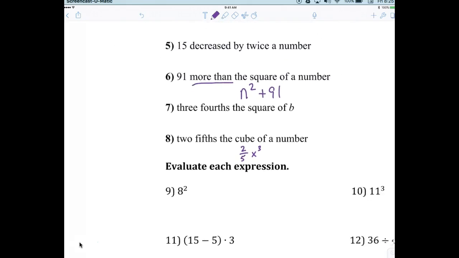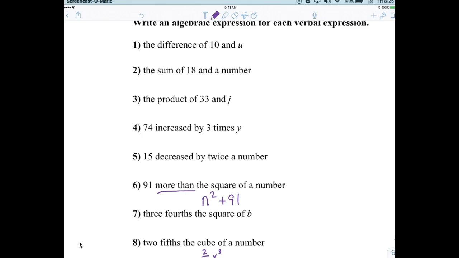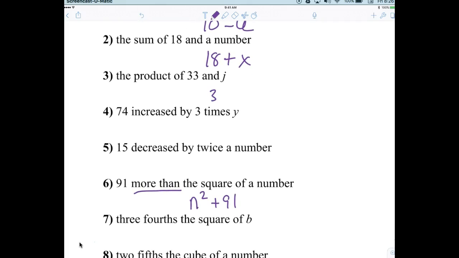Now, did anybody read any of those and go, man, I'm just not really sure? All right. Well, let's just do this real quick because I think we can. The difference of 10 and u. 10 minus u. The sum means to do what? Add. So it's 18 plus x. Does the variable matter? Does the letter? No. All right. The product of 33 and j. 33j.